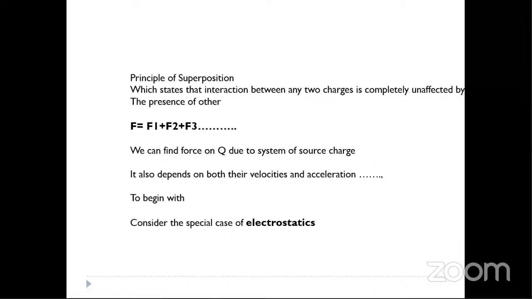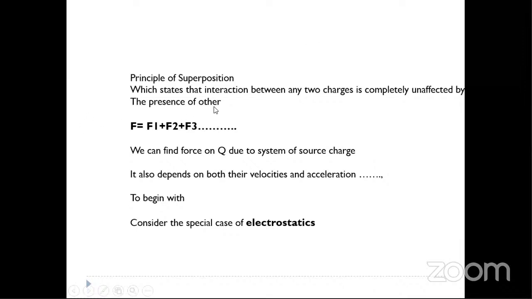And therefore, whenever I want to find out F, that is the resultant force acting on capital Q, that is the test charge, because of the source charges, it says that it is superposition, that is vectorial addition of all these individual forces. So F1 bar plus F2 bar plus F3 bar and so on up to Fi bar. So this vector addition finally determines the resultant force F acting on charge Q because of the source charges.